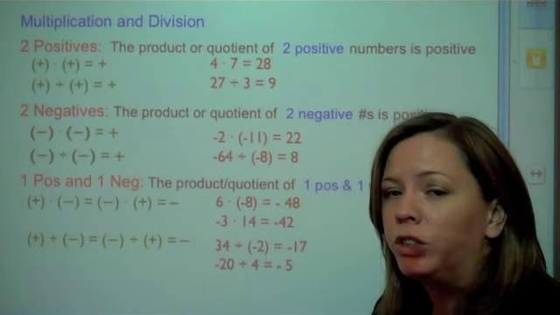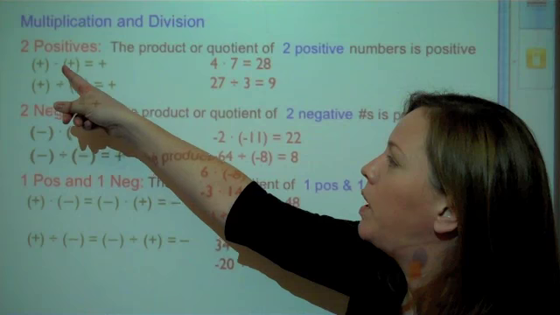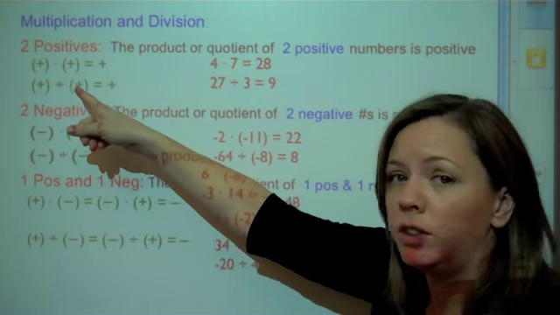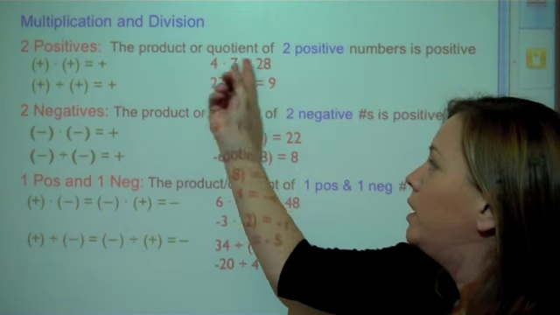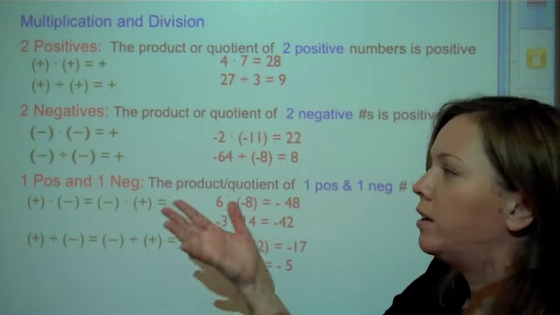Multiplication and division. What you've got to know about these is that the rules are the same for both multiplication and division. You multiply two positives together, you'll get a positive. If you divide two positives together, you get a positive. Here's some examples. 4 times 7 is 28. 27 divided by 3 is 9, of course.